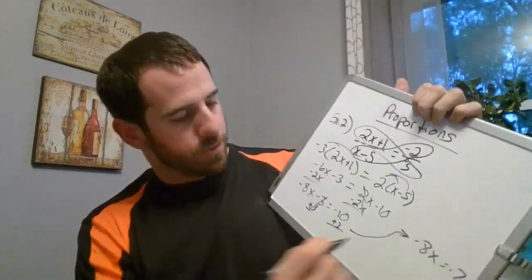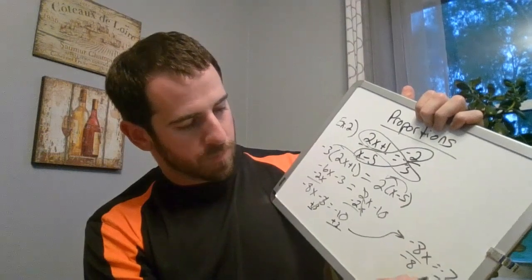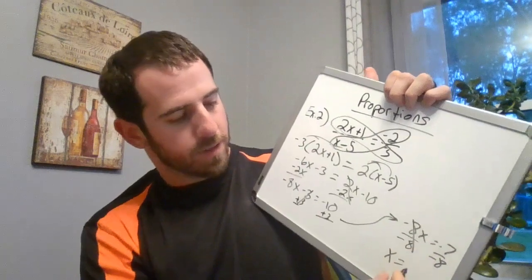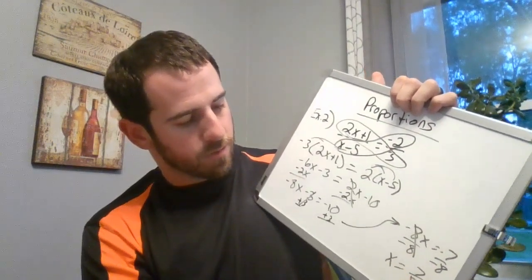And then from there, we're going to divide both sides by negative 8. They cancel on the left. We get x equals negative divided by negative is positive. So we have 7 over 8.